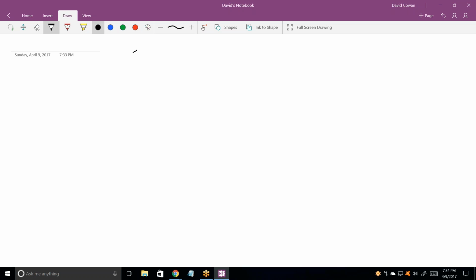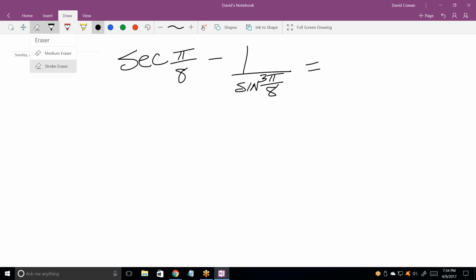Secant of pi over 8 minus 1 over sine of 3 pi over 8. The 1 is only over that, or all of it? Just the 1. What is it again? Sine of 3 pi over 8. Equals? 0. It's find the exact value. No equation. Oh, okay.